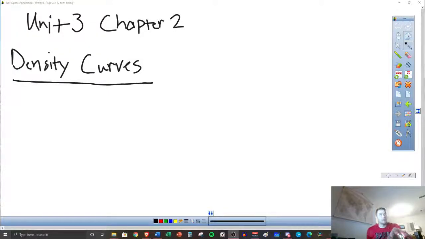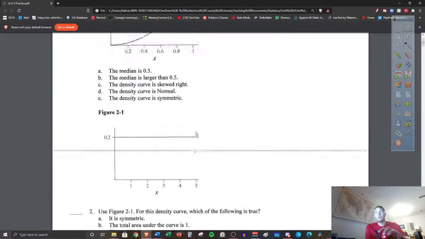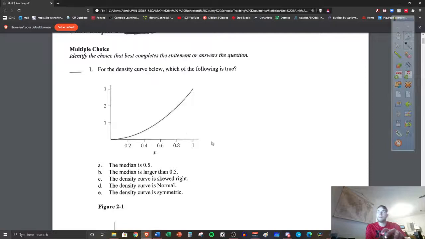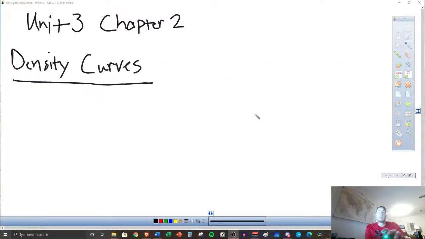All right, stats students. This is going to be a very quick lesson. I didn't get much time to record a major, huge lesson, but we're going to be talking about density curves. On your practice sheet, it should be questions 1 through 7 that we're looking at. So we're going to talk about density curves.